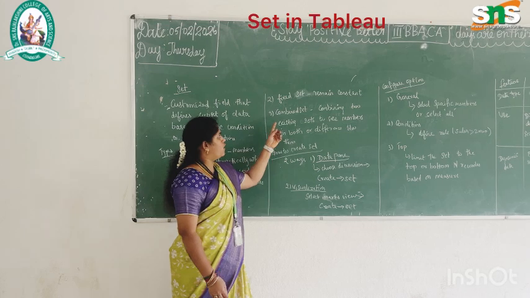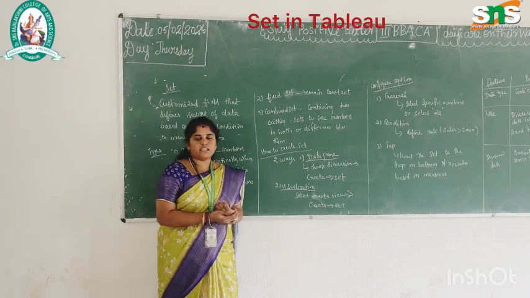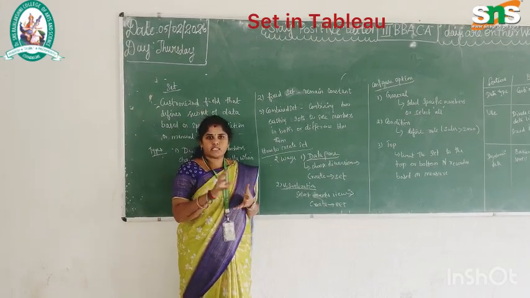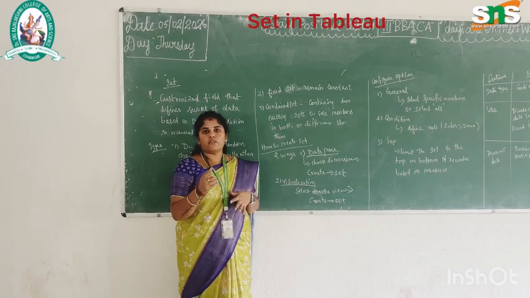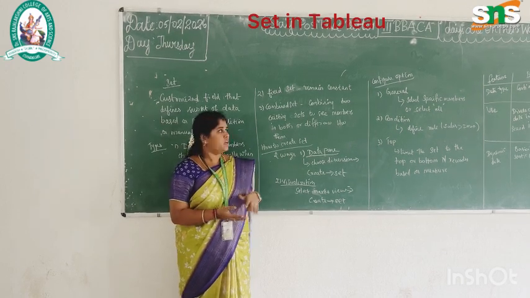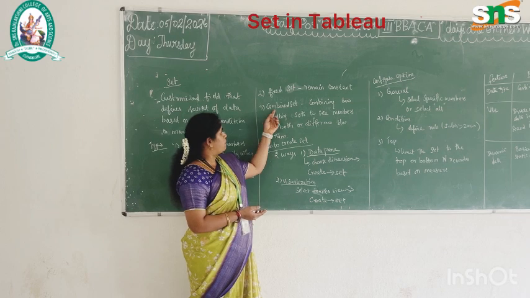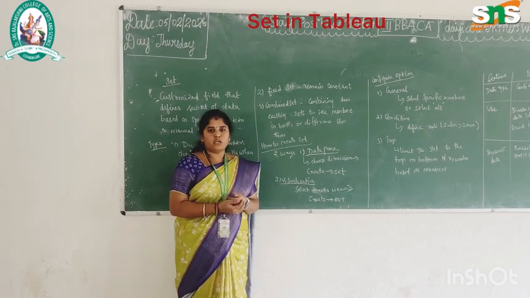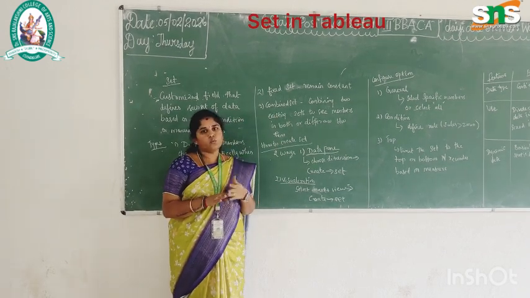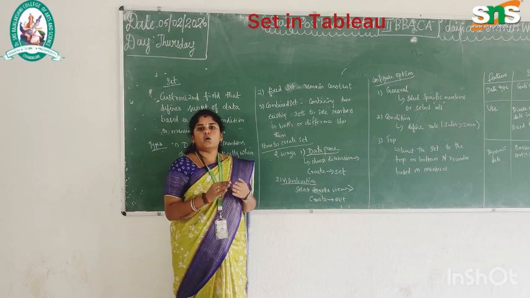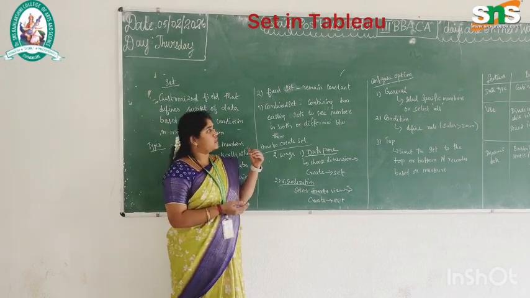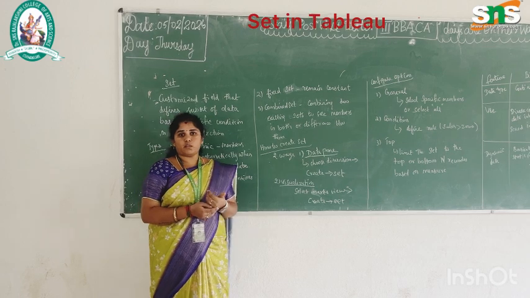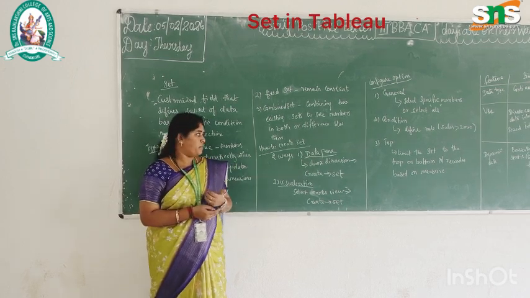Next is the fixed set. What the fixed set does is fix one particular column, that is, we set one field to be a constant. The third one is the combined set. The combined set combines two different sets, based on the common features or the differences between the features. So these three are the different types of sets available in Tableau software.